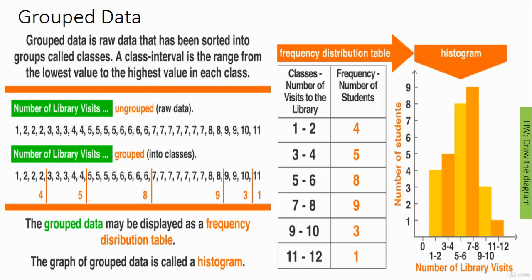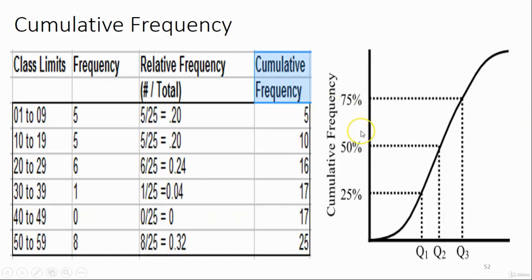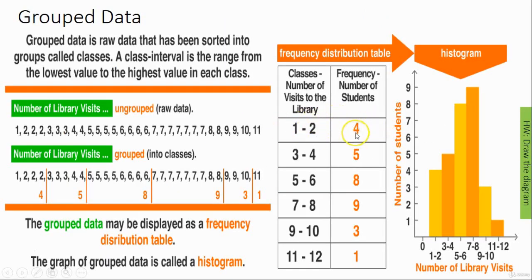Let's assume that you have got various groups which say that between 1 to 2 there will be one group, 3 to 4 another group, 5 to 6 another group, and so on. So once you make a group like this, you can definitely draw this kind of chart. This is called a frequency distribution table. So here you can say between 1 to 2 there are 4 people, between 3 to 4 there are 5 people, between 9 to 10 there are 3 people, and so on. And these are the grouped data.